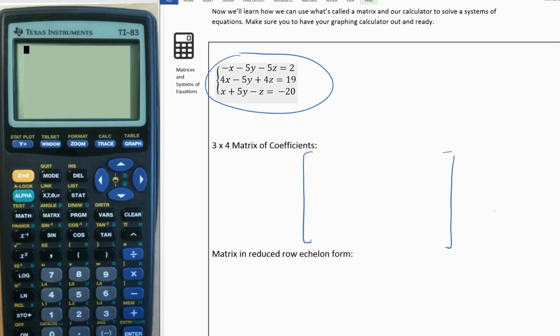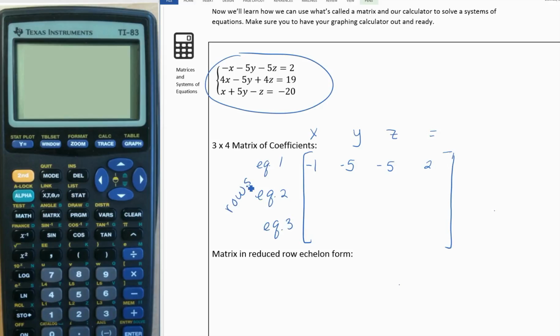So across the top here, we're going to look at the first equation and just write down the coefficients. So negative 1, negative 5, negative 5, 2. And we want to make sure that we keep it the same each time. This first column would be the x's, the second column is going to be the y's, the third will be the z's, and then the last one will be what's on the other side of the equal sign. And these are called our columns. And down we're going to have equation 1, equation 2, and equation 3. And these are called our rows.